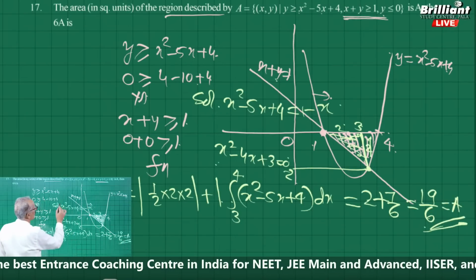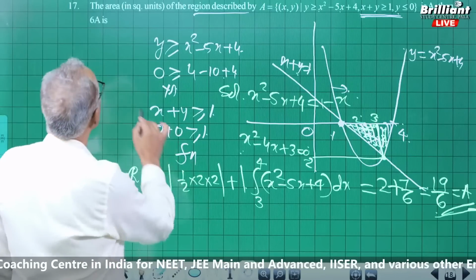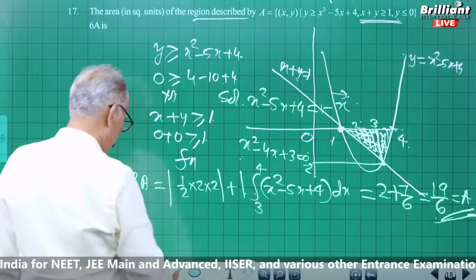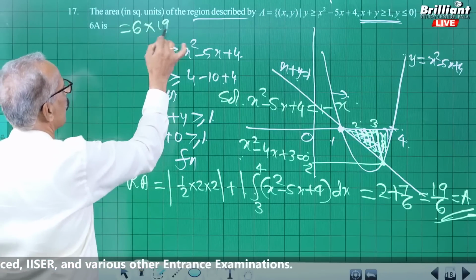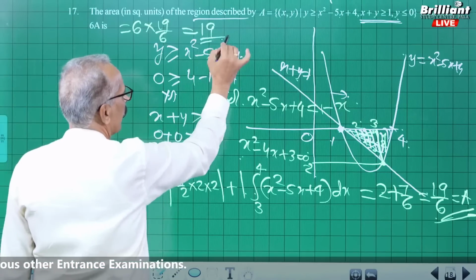Now look at the question. The question says to find out 6A. Therefore we go to the question. So 6A means 6 into 19 by 6, that's equal to 19. Your answer.